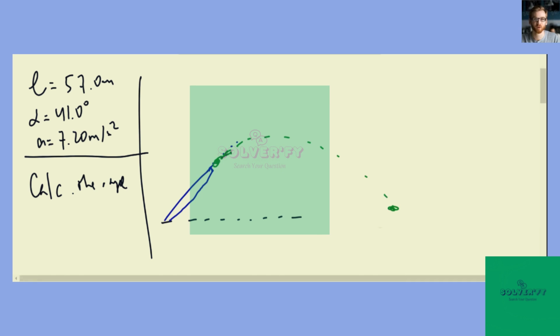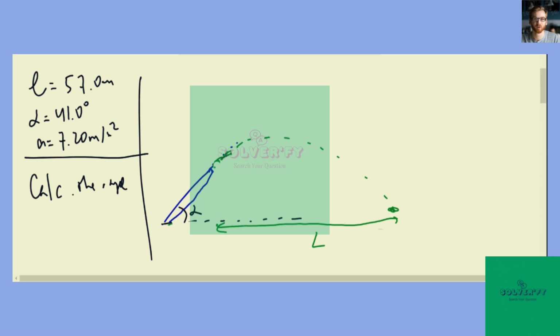We have to calculate this length, the overall length. Let's say that we will be calculating this length from the end of the railgun. So we have to calculate this range.